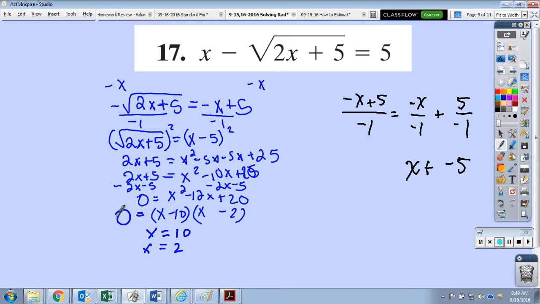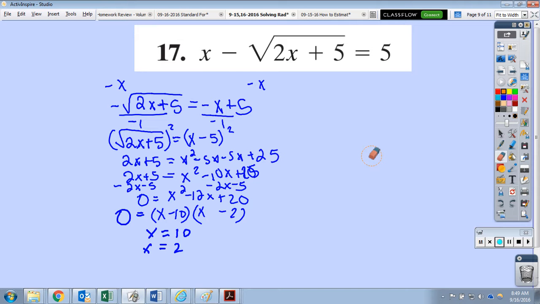And now x could be 10 or 2. Could be. These are the proposed solutions, right? We have to check these now. We do have to check, because we're solving radicals, yes. Let's go ahead and check. So now where do we plug it in? How do we check? Plug it in the original. So we're going to test this. Plug it in the original.